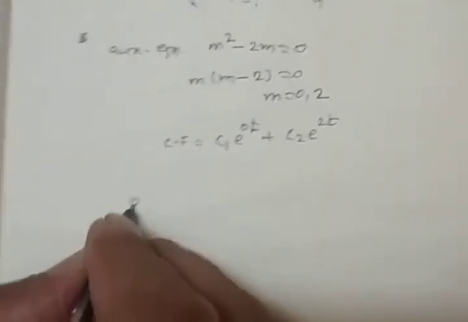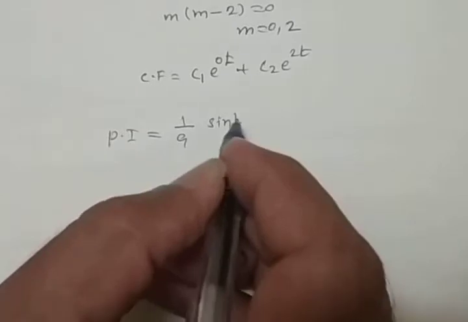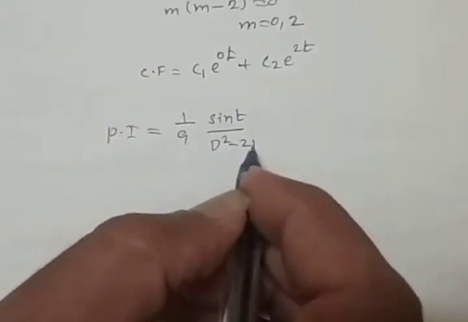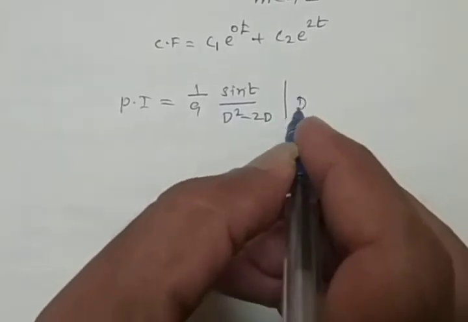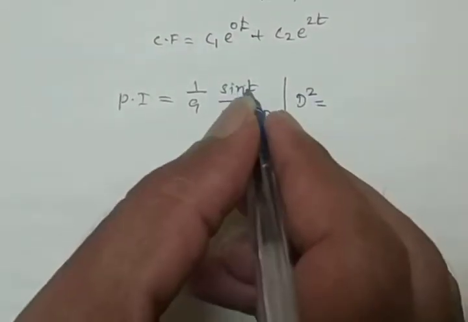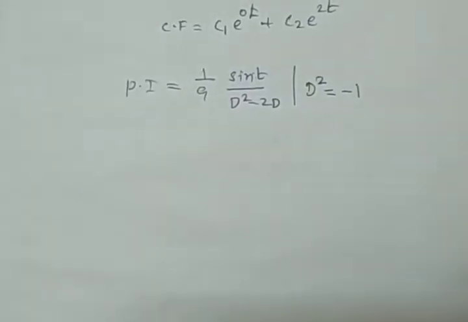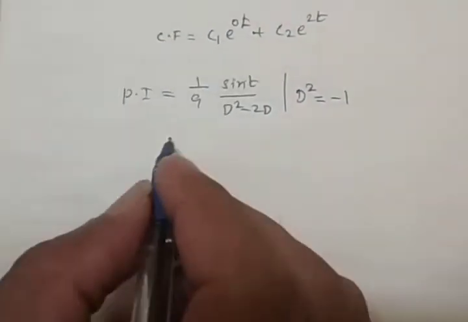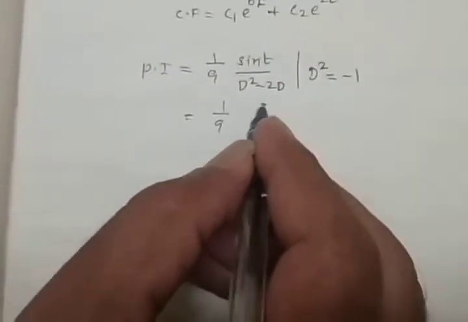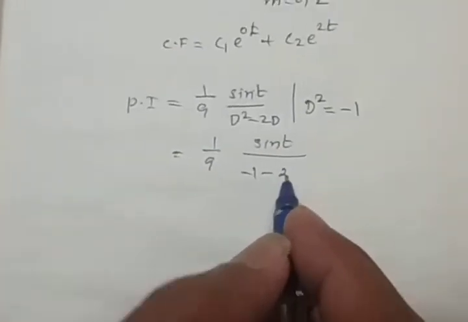Now the particular integral is (1/9) sin t divided by (D² - 2D). So here sin t is there, we must substitute D² equal to the coefficient of t, and the coefficient of t is 1, so minus 1 should be substituted. So first we substitute only for D², so 1/9 sin t divided by (-1 - 2D).